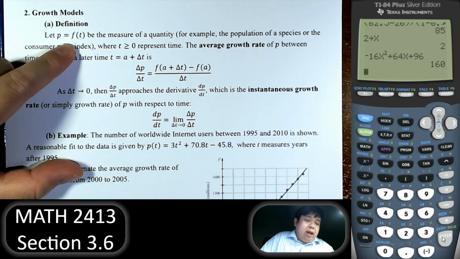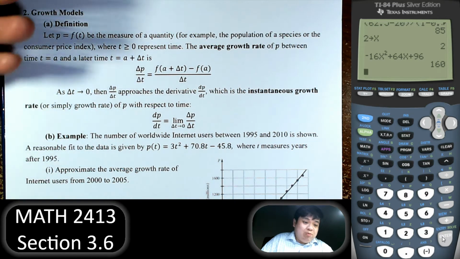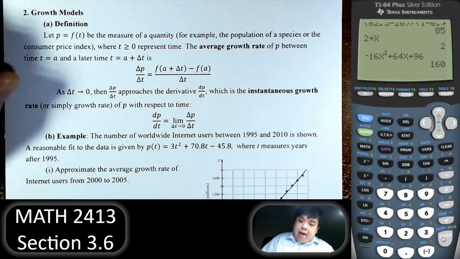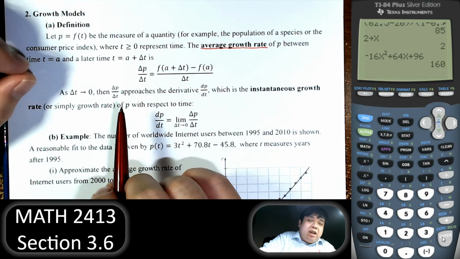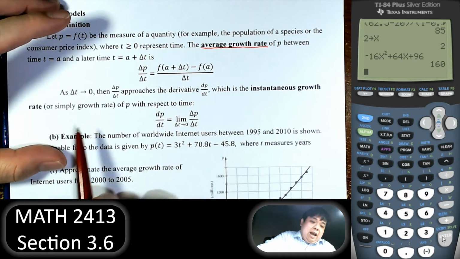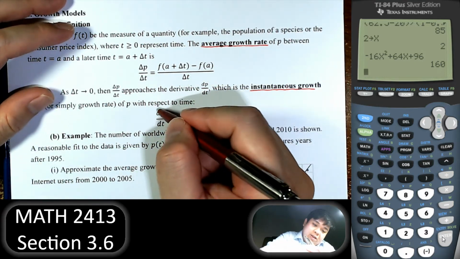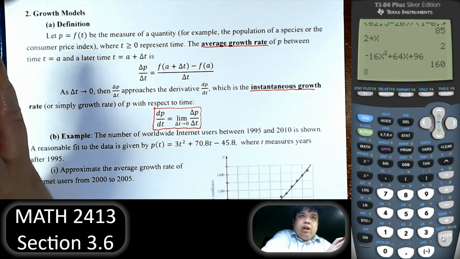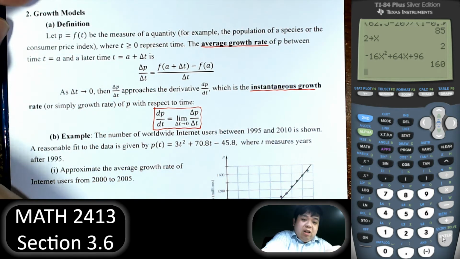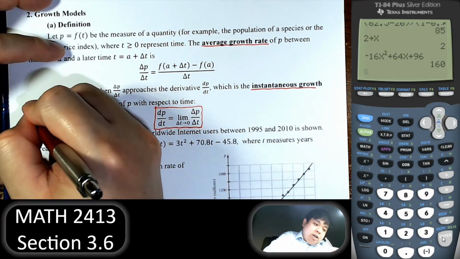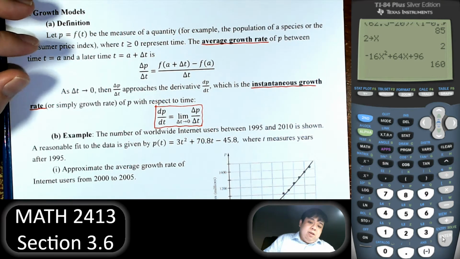Let P be a function measuring a quantity, or it could be population, or cost, revenue, or a lot of other things. So if we have any function, the average growth rate, of course, is the slope of the secant line. And then if we take delta t going to 0, we have the instantaneous growth rate, which is the derivative. So whatever the function is, in this case we could call it some index or some population or whatever it is, when we take the derivative of it, it is the instantaneous growth rate.